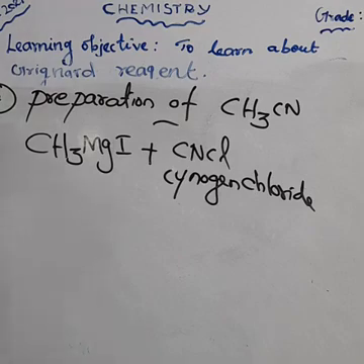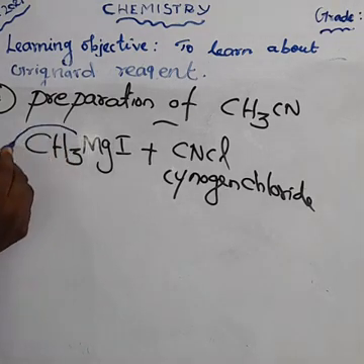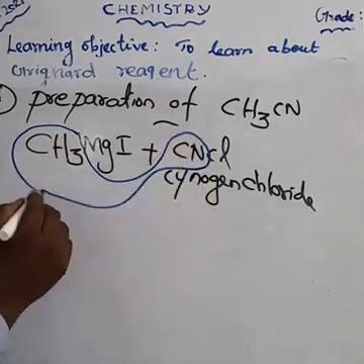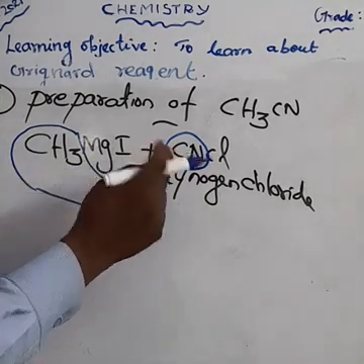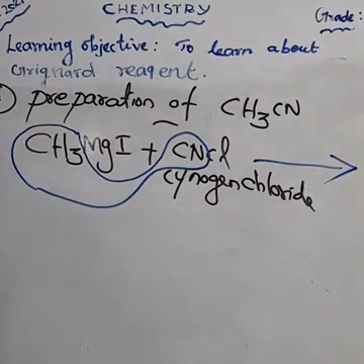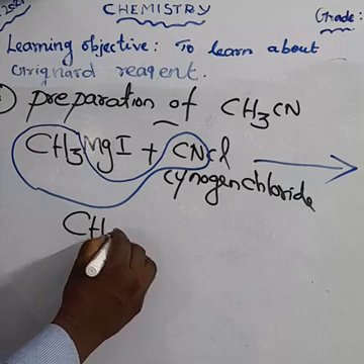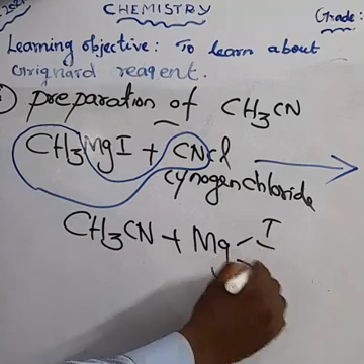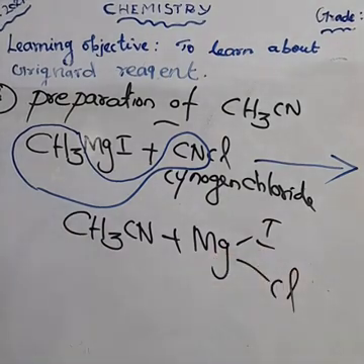Which are the reactants here? Methyl magnesium iodide reacts with CNCl. So what is our expected product? CH3CN plus MgICl. We are expecting only this major product, not the minor product. So we should not learn about the minor product, only the major product. So that is the preparation of methyl cyanide.